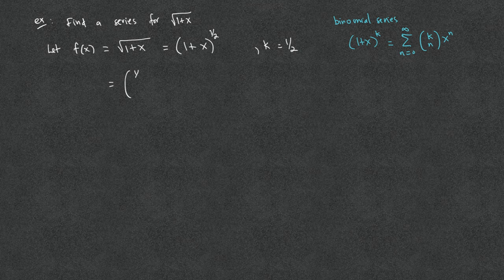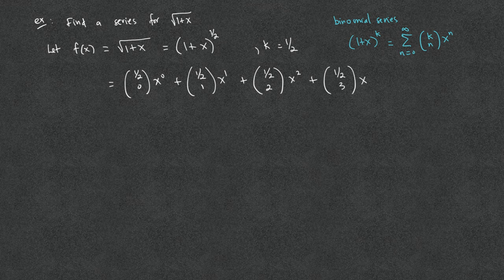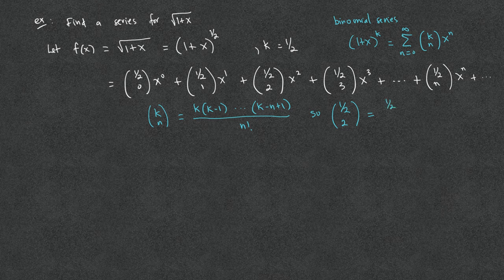to the n. When n is 0, the first coefficient is 1/2 choose 0. When n equals 1, the second coefficient is 1/2 choose 1, and then 1/2 choose 2, and then 1/2 choose 3, and so on, with the factor x to the 0, x to the 1, x squared, x cubed, and so on. These coefficients can be evaluated using the formula k choose n, which is the product of k times k minus 1 all the way to k minus n plus 1 divided by n factorial.